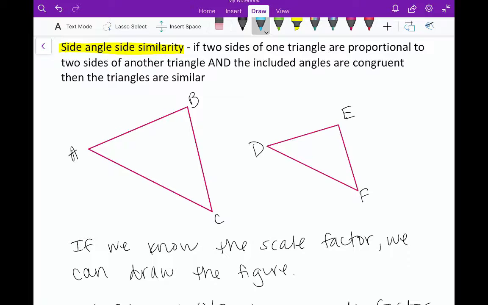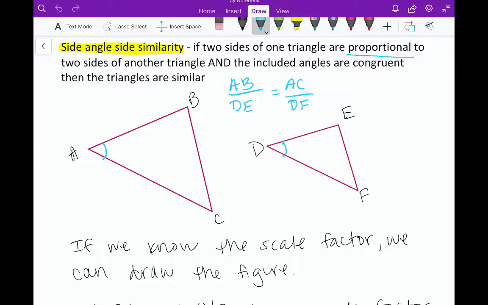The last one is side-angle-side similarity. If two sides of one triangle are proportional to two sides of another triangle, and the included angles are congruent, then the triangles are similar. So let's start with congruent angles. Let's say A is congruent to D. Then AB needs to be proportional to DE, just as AC needs to be proportional to DF. If those ratios are not constant, then this is not similar. I underline proportional because I don't want you to be confused with congruency. We're not talking about congruency, we're talking about similarity.